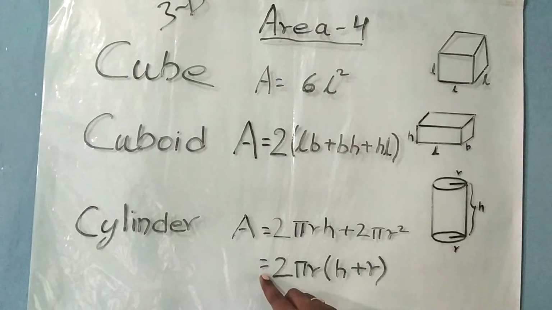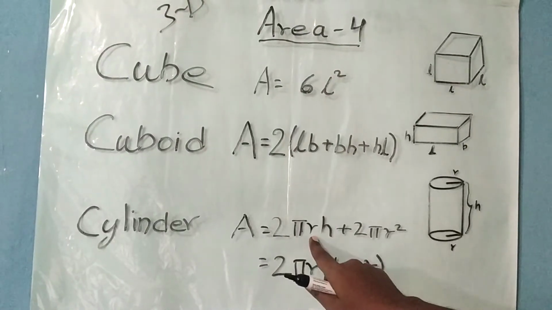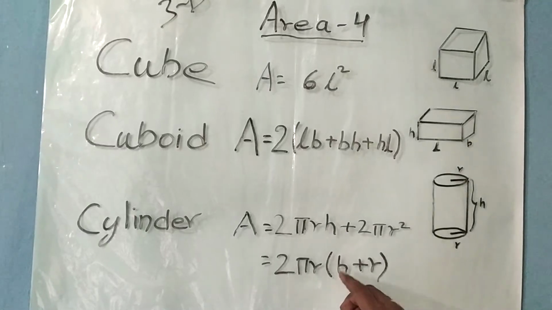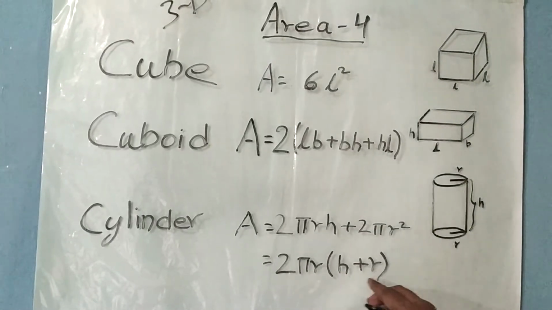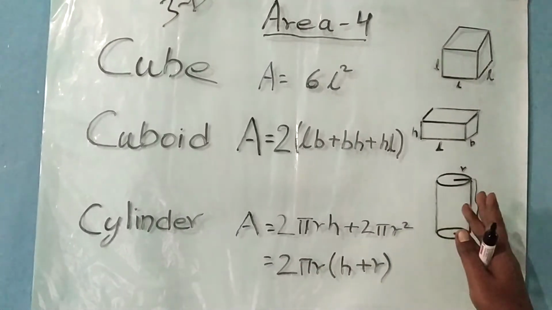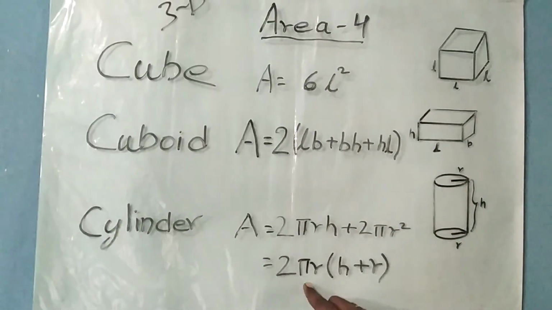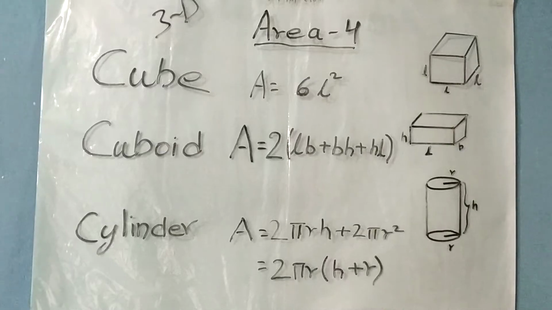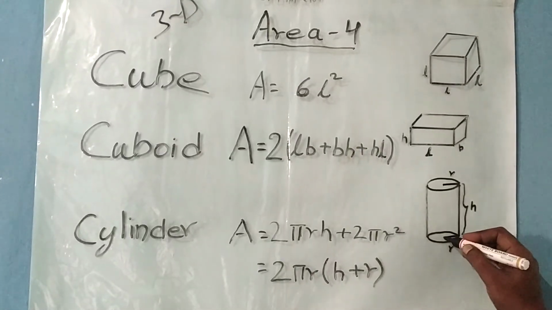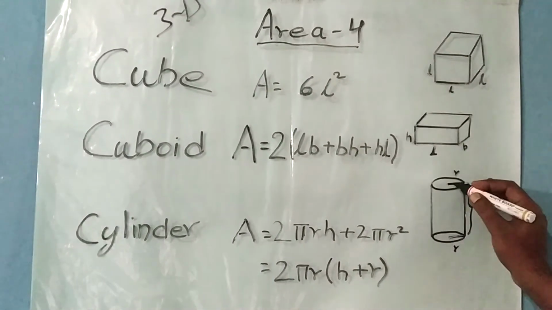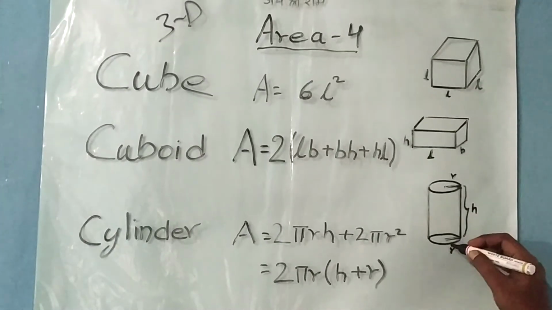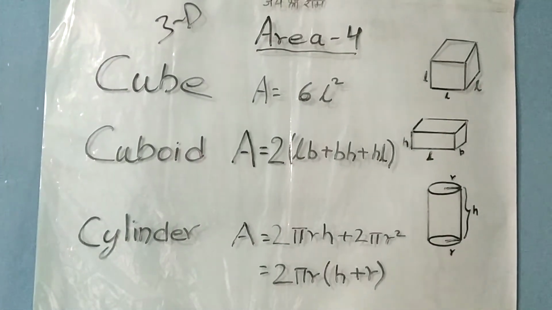So 2 pi r is common in both the cases. So taking 2 pi r outside, inside the bracket h plus r will be there. So the total surface area of the cylinder will be 2 pi r into (h plus r). R is the radius of the circle, and the bottom and this r will be the same. If it is 4 centimeter, then this will also be 4 centimeter.